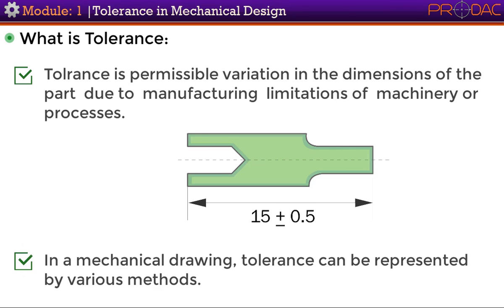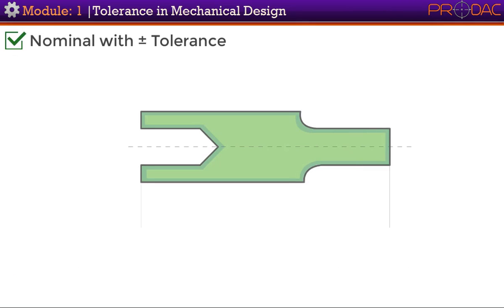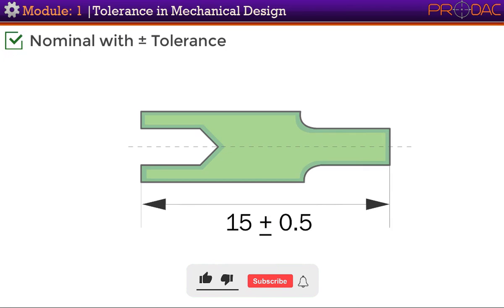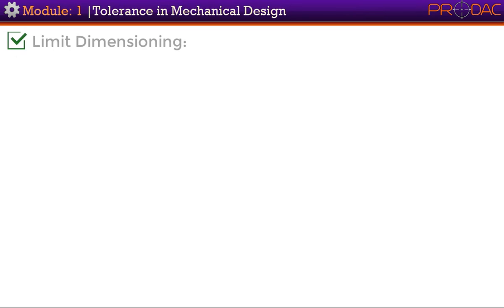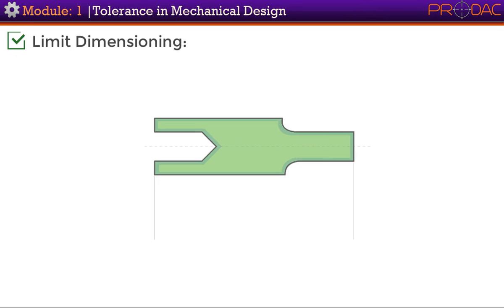In a mechanical drawing, tolerance can be represented by various methods. The first method is nominal with plus minus tolerance. In this drawing, 15 is the nominal dimension and plus minus 0.5 is the symmetric tolerance. Next one is limit dimensioning. Here, the dimension is mentioned in the form of lower and upper limit. 15.5 is the upper limit, whereas 14.5 is the lower limit.